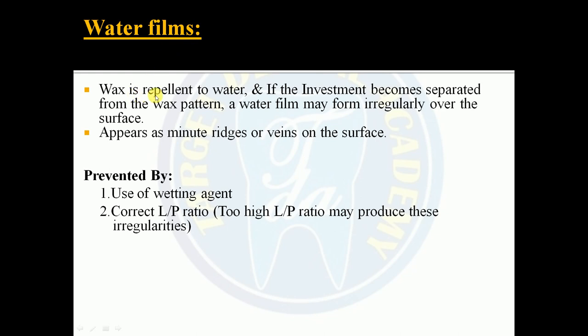Water films. Wax is repellent to water. If the investment becomes separated from the wax pattern, a water film may form irregularly over the surface, appearing as minute ridges or veins on the surface. It can be prevented by using a wetting agent. Correct your liquid powder ratio. If your liquid powder ratio is too high, it may produce irregularities.